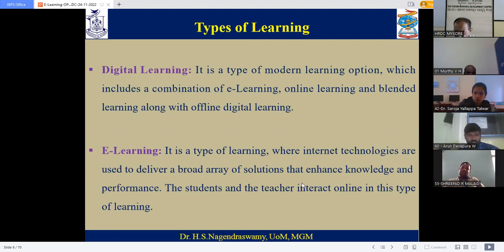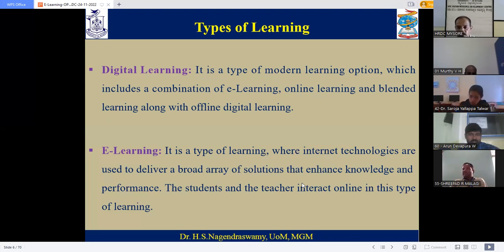Of course, synonymously, we use e-learning and online learning, right? So of course, we can accept that as well, but in certain contexts, we can make it very specific that it's e-learning, online learning, etc. So e-learning means a type of learning where internet technologies are used to deliver a broad array of solutions that enhance knowledge and performance.